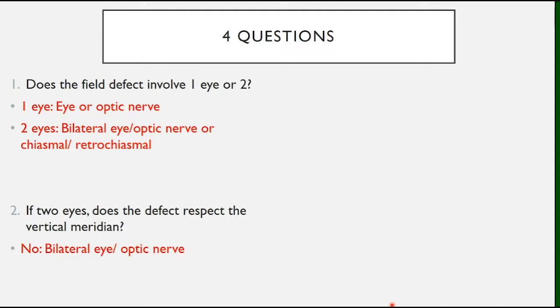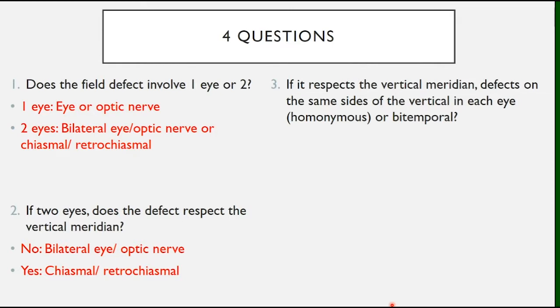So it's called an altitudinal defect, meaning it's one half versus the other. So people say I cannot see the top, I can see the bottom of the person, and usually that's like an ischemic optic neuropathy. In which case, you'll be unlucky enough to have bilateral optic nerve problem. But if it respects the vertical meridian, like in this case, then you know it's chiasmatal or retrochiasmatal.